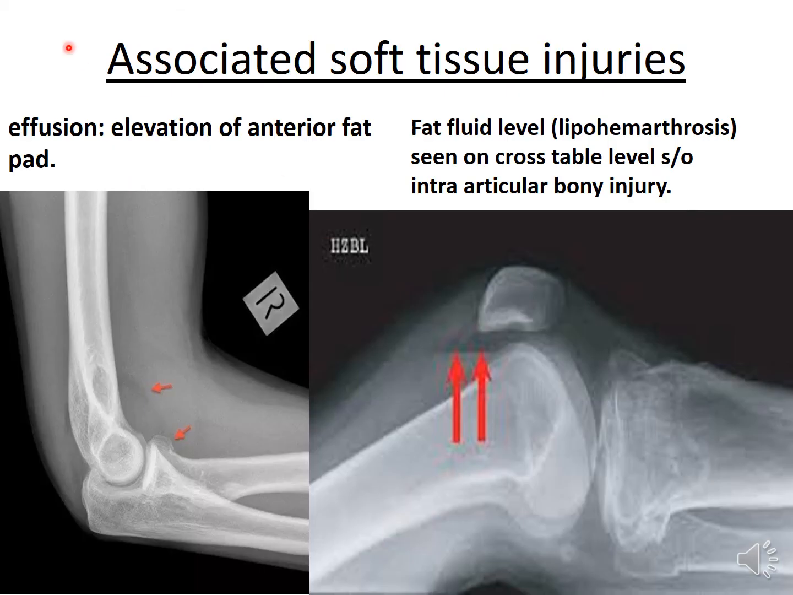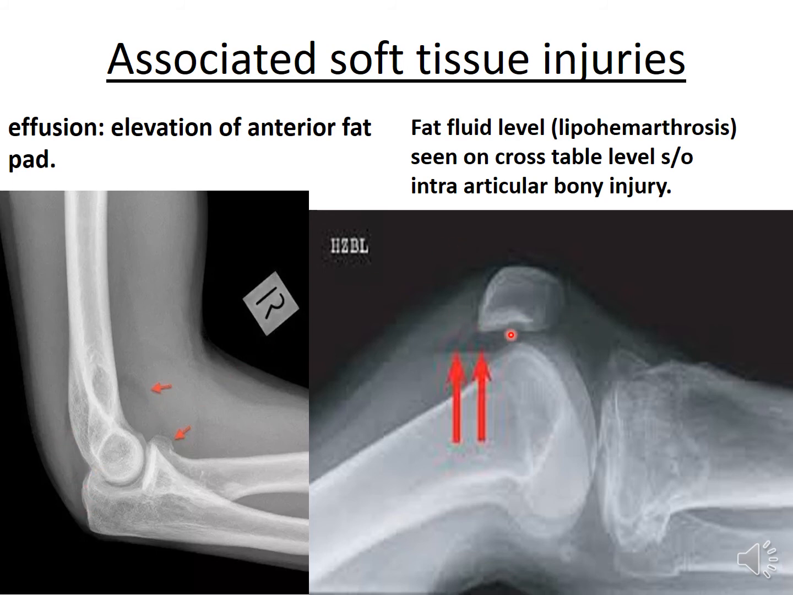Next, there is an associated soft tissue injury. We can see here there is an elevation of the anterior fat. The fat normally covers the bone, but there is elevation of the fat because of some pathology. This radiolucent area represents the fluid, and this radiopaque area represents the fat. So here the anterior and the posterior aspect of the fat gets elevated.